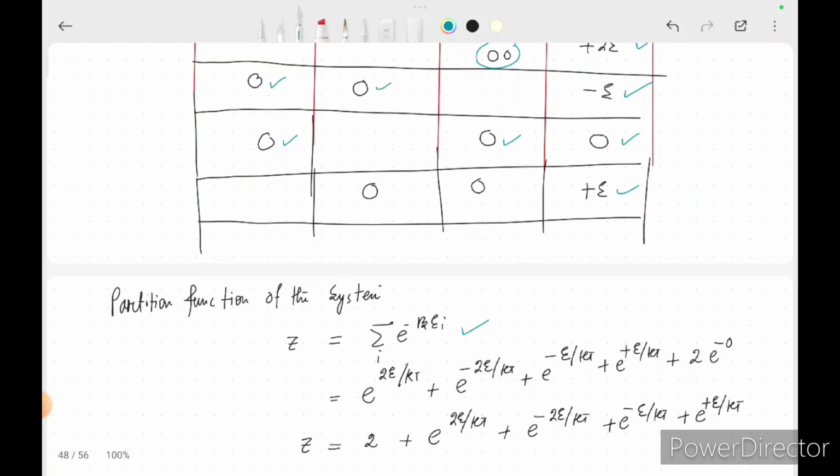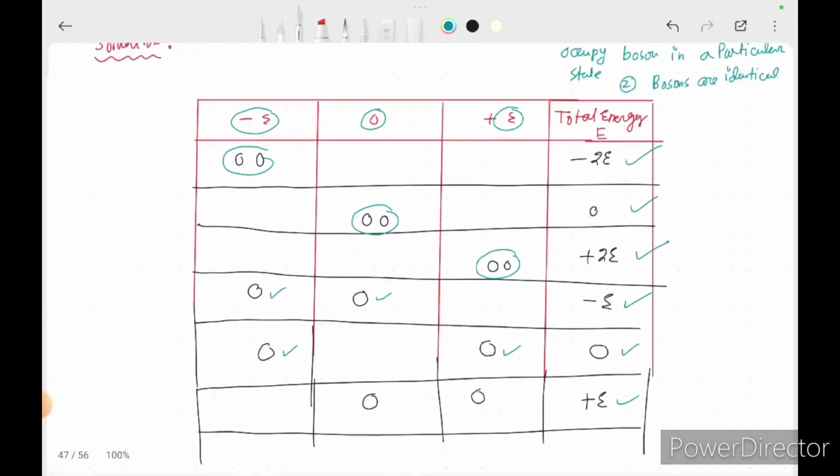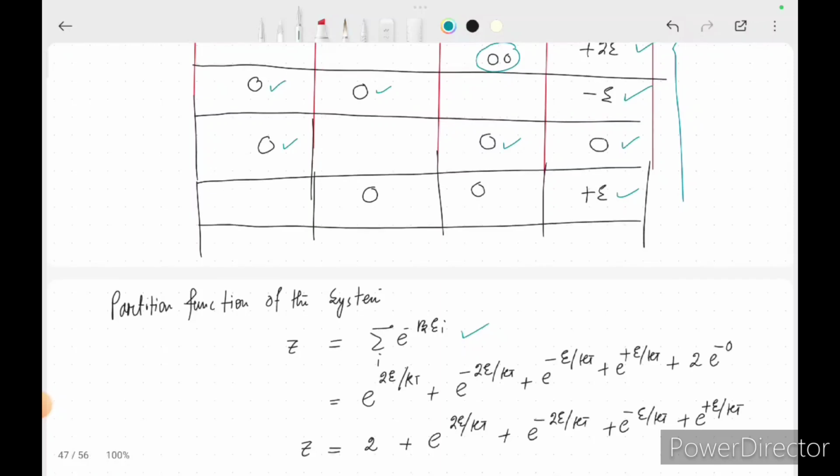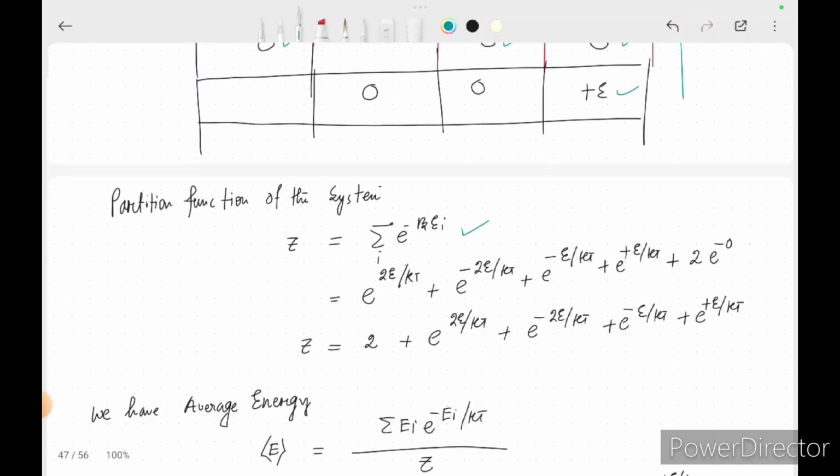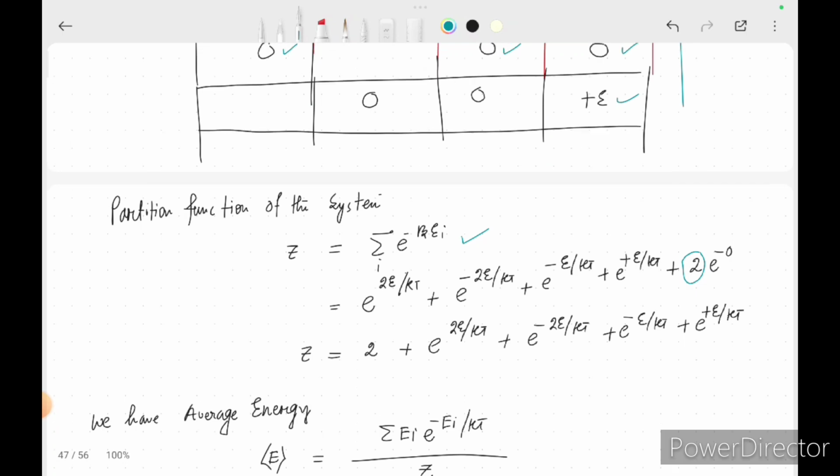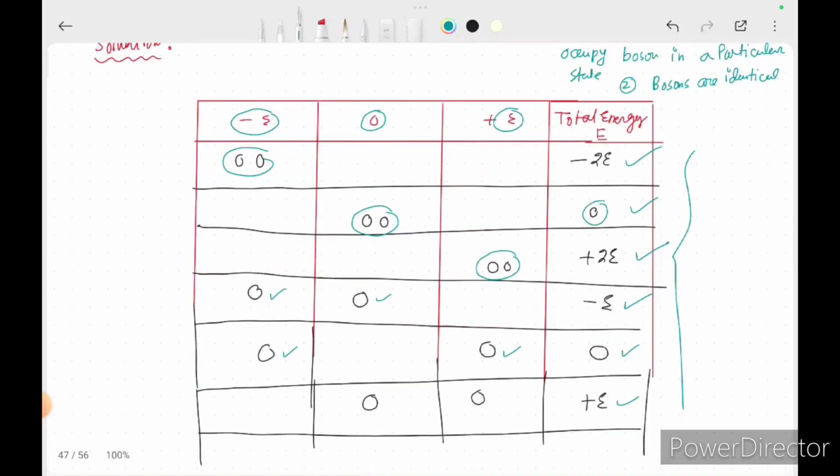Z equals the summation over i of e to the power minus beta epsilon i, and here epsilon i is the total energy, and these are all the epsilon i. So each epsilon i we place here. First of all, epsilon i equals minus 2 epsilon we put here. So that equals e to the power 2 epsilon upon kT plus e to the power minus 2 epsilon upon kT plus e to the power minus epsilon upon kT plus e to the power plus epsilon upon kT plus 2. Why is it 2? Because the 0 energy state occurs twice.